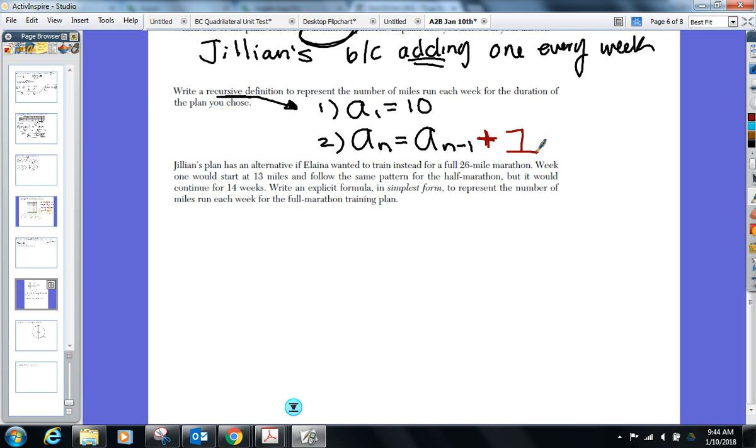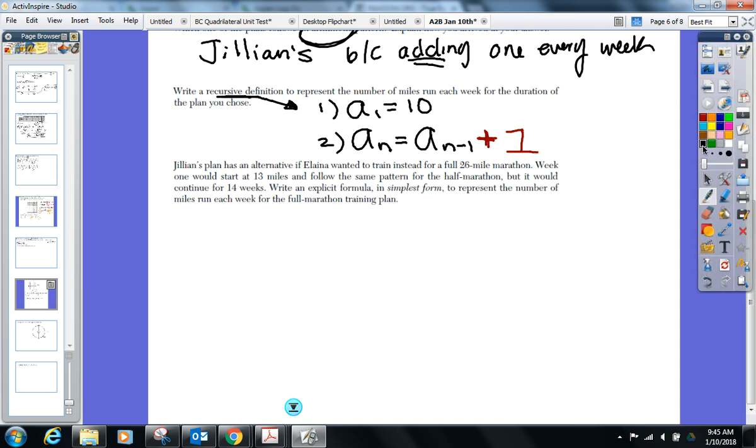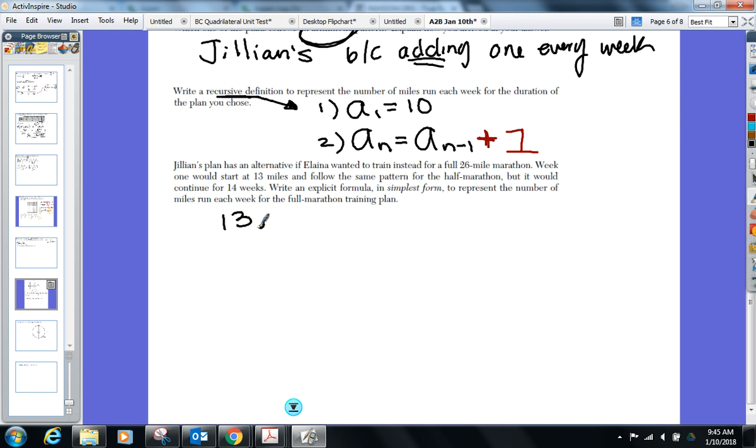All right, keep reading here. She's going to run a full 26. Week 1 now will start at 13. She's going to follow the same pattern. So what's next week then if she follows the same pattern as the original plan? I know this is elementary-ish, but keep going. What's the next week then? 15, 16, and so on, right? All right. It's going to continue for 14 weeks.